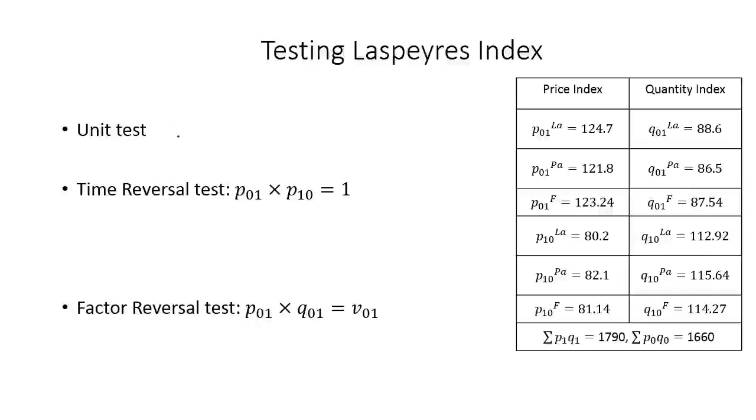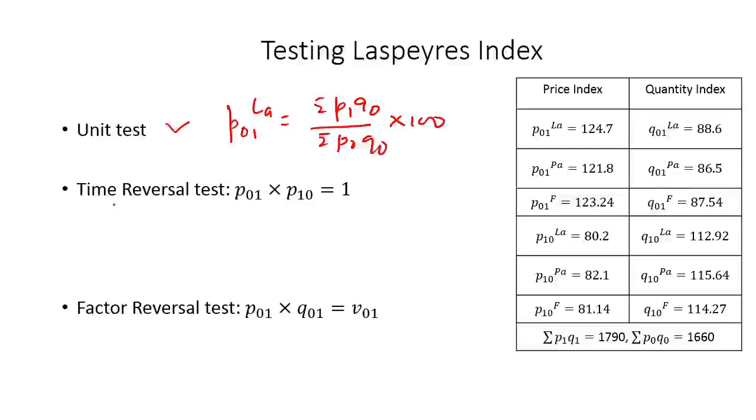A unit test requires that the formula is independent of the units, and that is very well satisfied, because we know that Laspeyres index number is summation P1 Q0 upon summation P0 Q0 multiplied by 100. So in whatever units these prices and quantities are defined, the units will get cancelled because we are dividing by the same quantity. So unit test is by default satisfied by this Laspeyres index number.